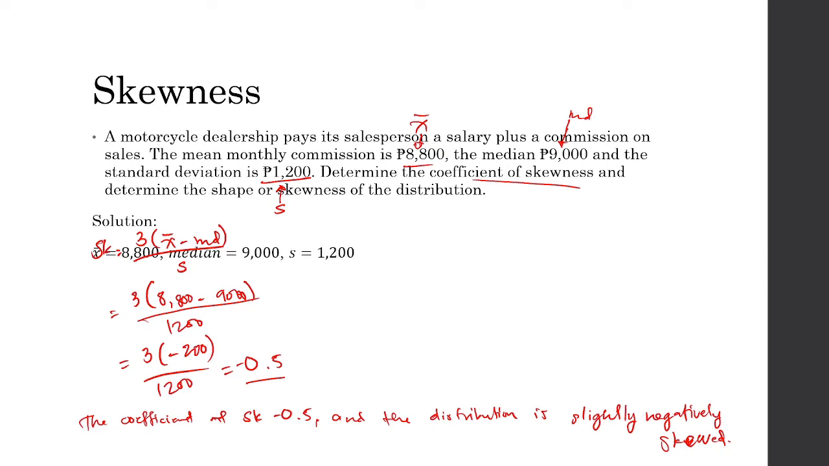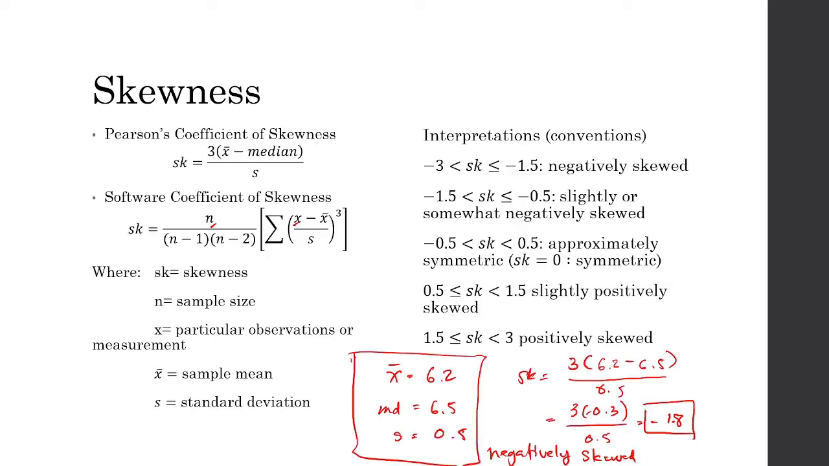And hindi ko chinek kung meron bang ano to. So ayan yung solution natin. So hindi ko nag-type yung shape ng distribution. So yung shape ng distribution natin ay slightly skewed. So check lang natin. So we have there 0.5. So ayan siya. Dito siya. Okay?